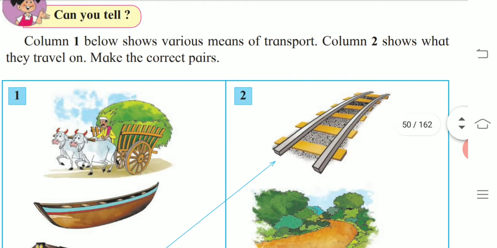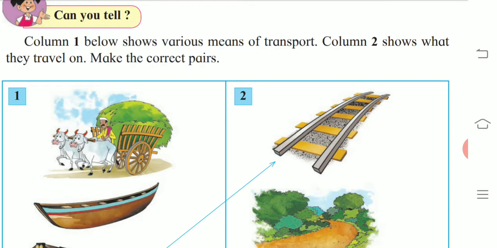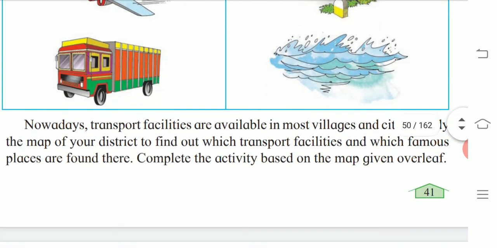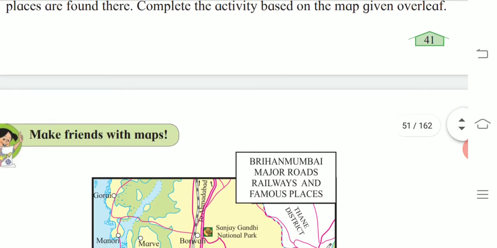Can you tell? Column number 1 below shows the various means of transport. Column 2 shows what they travel on. Make the correct pairs. Nowadays, transport facilities are available in most villages and cities. Study the map of your district to find out which transport facilities and which famous places are found there. Complete the activity based on the map given overleaf.